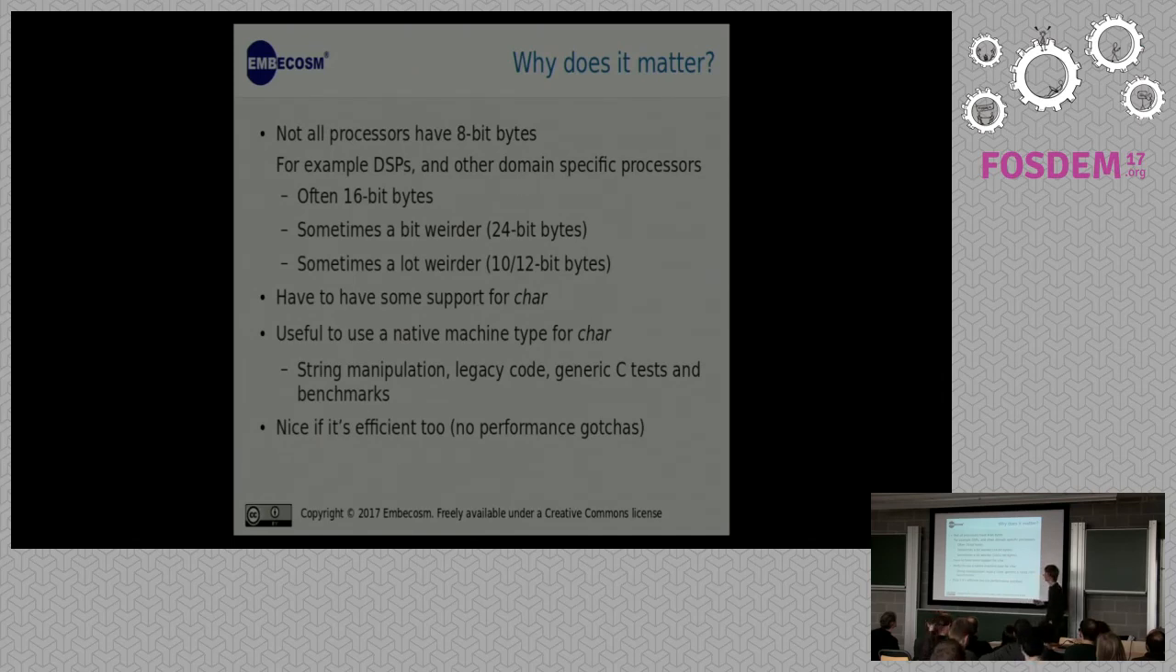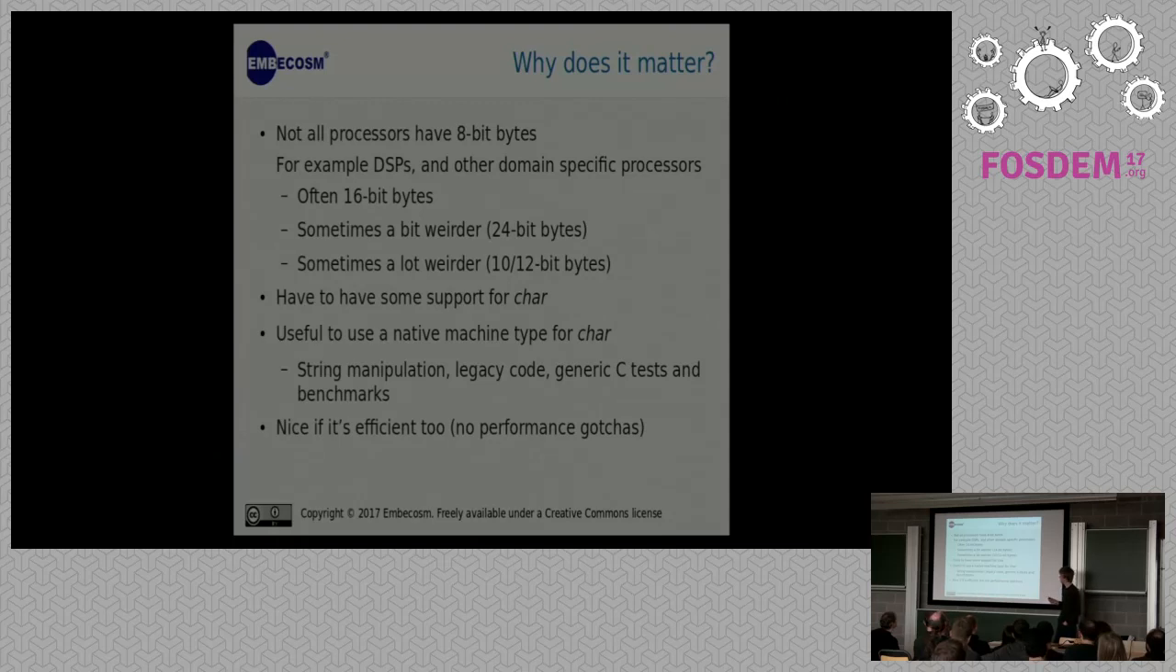In general you wouldn't have thought it would matter, because all of the machines that everyone uses day-to-day, your ARM chips, your x86 chips, all have 8-bit bytes, and that's all lovely and nice. However, there are lots of places where your minimal addressable unit isn't 8 bits. Our specific case is DSPs, but some other more domain-specific processors might have the same situation. It's quite common for DSPs to have 16-bit bytes. That's very common. Sometimes it's a little bit weirder.